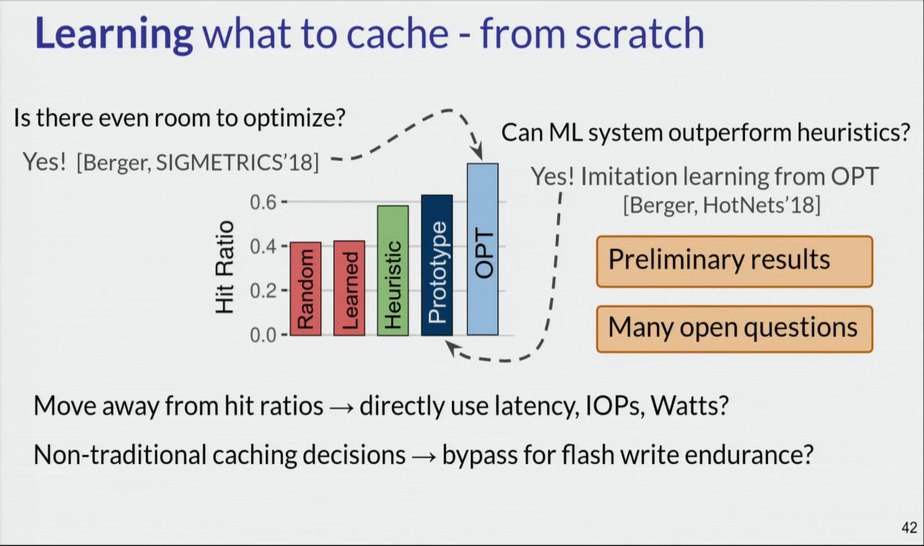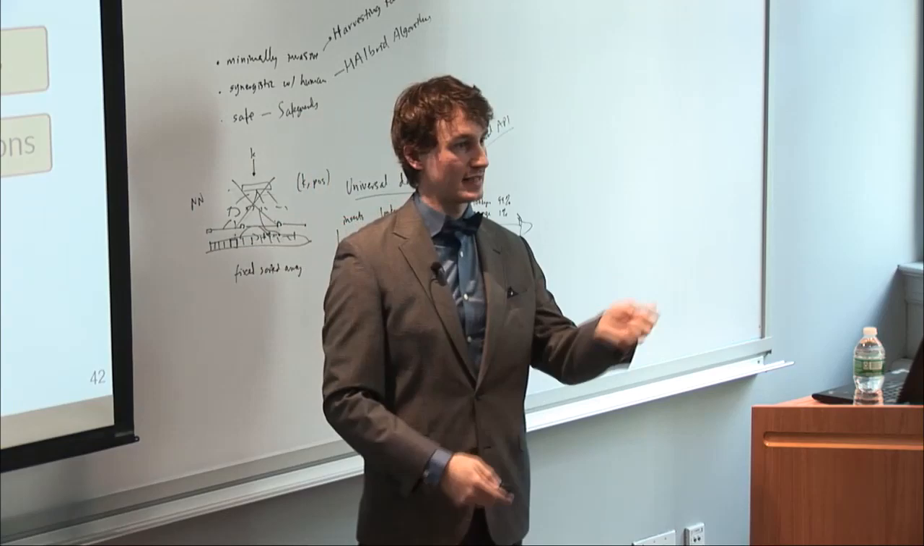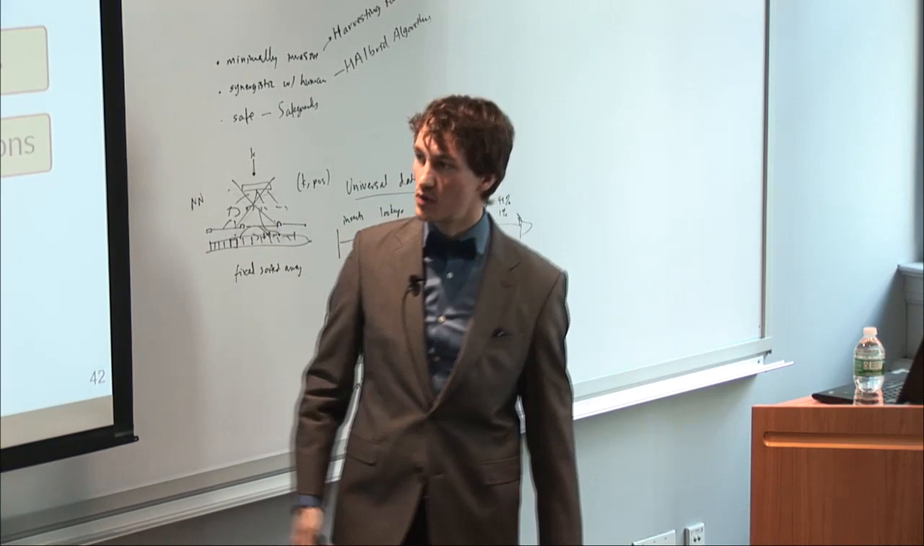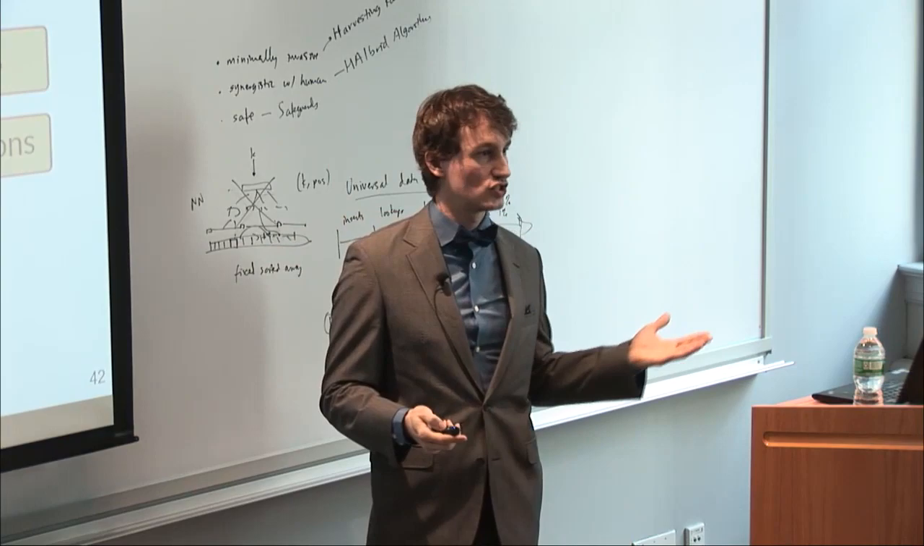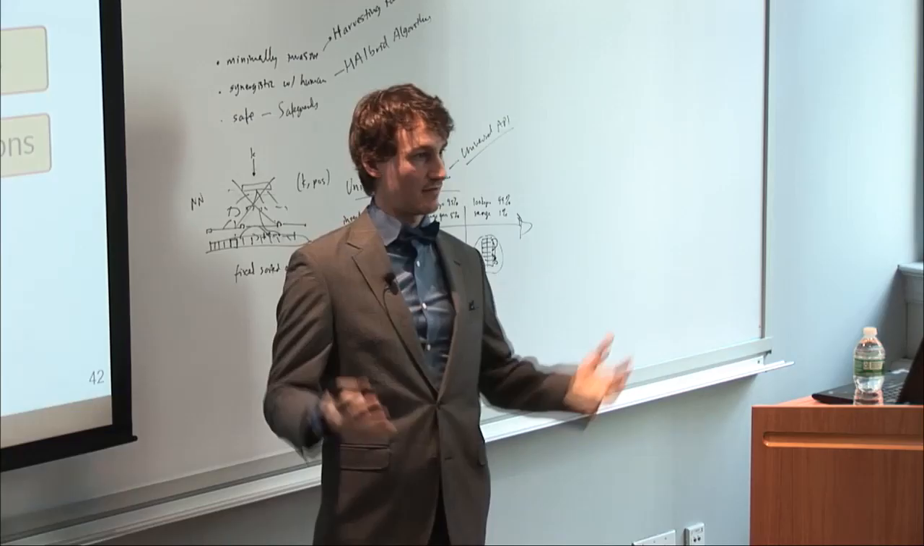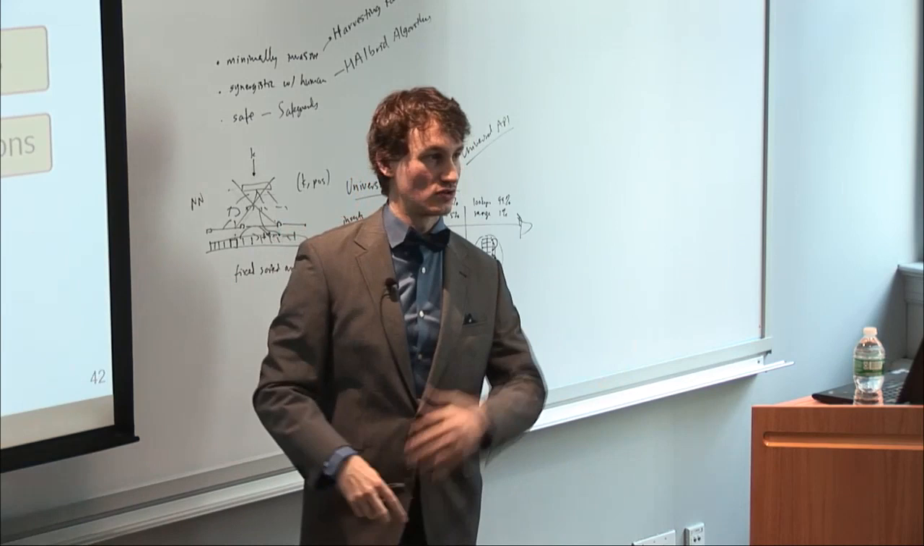For example, at Facebook, I've been working on bypassing their flash, because every write to a flash costs a lot of money, basically, because you can only write that many gigabytes to it. So that's a very ripe area of innovation in that space, because we just don't know how to do this. And looking further out, obviously many of these systems are exposed to the public internet. We have to make sure that they're robust and that we can deal with adversarial scenarios and are sure that these systems don't suddenly fall over.